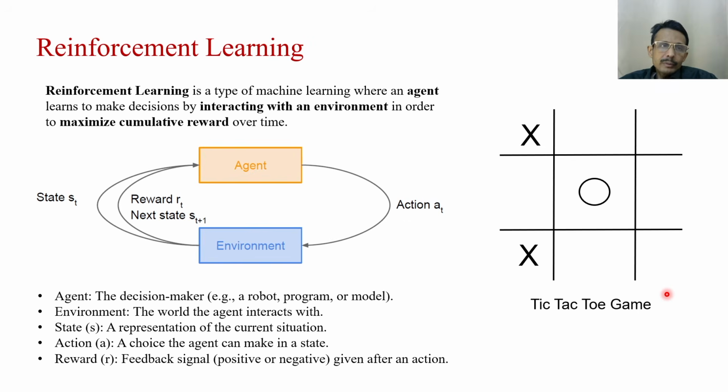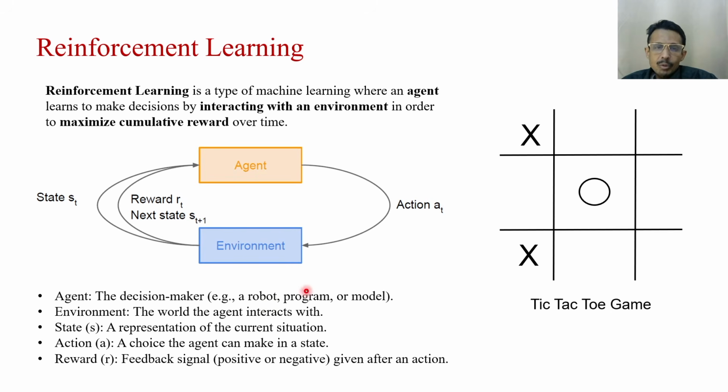Now we are going to discuss a bit different type of machine learning technique. It's called reinforcement learning. Reinforcement learning is a special type of machine learning where an agent learns to make decisions by interacting with an environment. As you see in this diagram, this one is the agent.